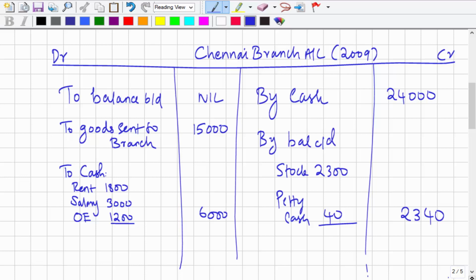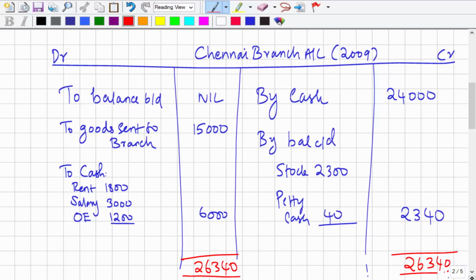So now it's time to find out what is the profit or loss of this branch for the period 2009. So let's look at the side where we have highest total. Is it debit or credit? If you look at the total of credit, it is more than 24,000, whereas on the debit 15 plus 6 it is only 21,000. So if I total this, it's going to be 26,340. So let me write it on both sides, 26,340.